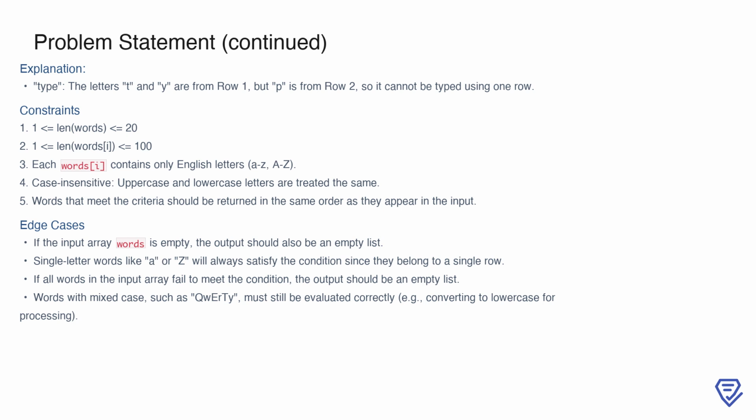Some edge cases to consider include an empty input array, which should produce an empty output list. Single-letter words, such as O or Z, will always satisfy the condition since they inherently belong to a single row. Additionally, if all words in the input array fail to meet the requirement, the output should be an empty list as well. Mixed-case words, like QWERTY, must be properly evaluated by converting to lowercase or handling case insensitivity during processing. These considerations ensure the solution is robust and handles all possible scenarios correctly.